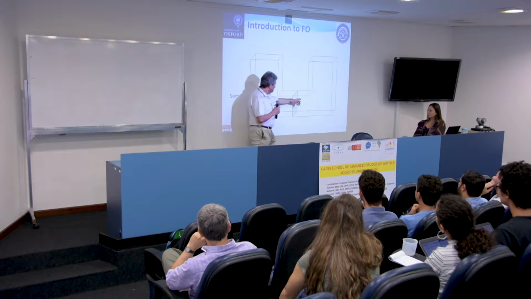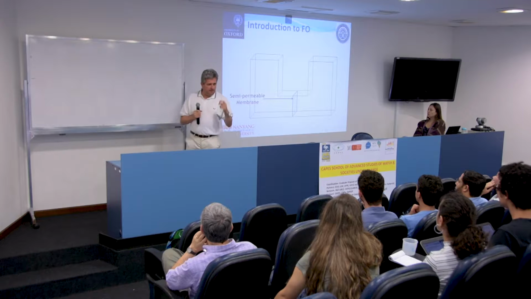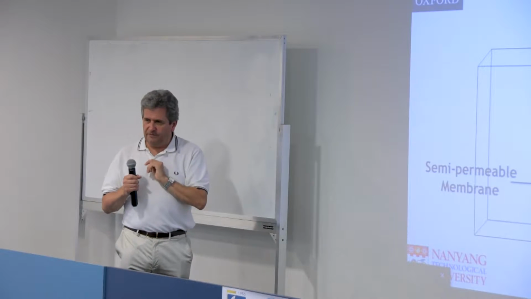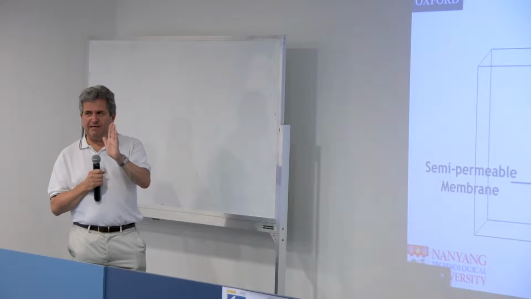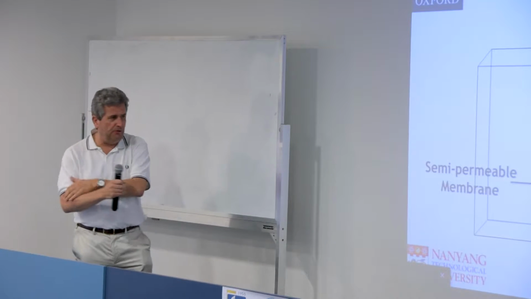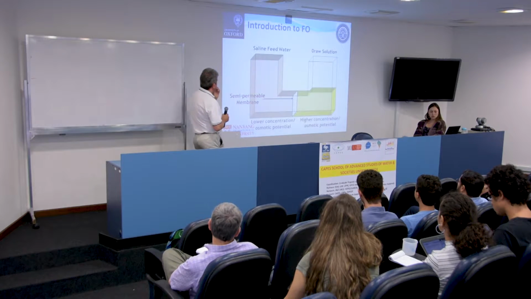So, for instance, what I could do is I could have a kind of magnetic nanoparticle. And the magnetic nanoparticle will confer a high osmotic pressure. But when I'm done, I can just switch a magnet on, and all those particles are going to be removed, and that will give me clean water. So let's just see how it works.